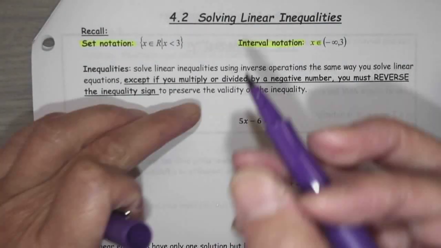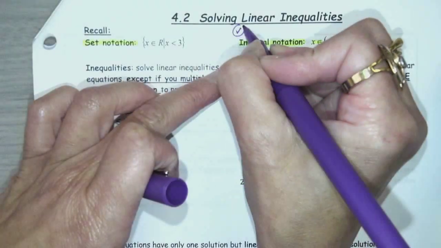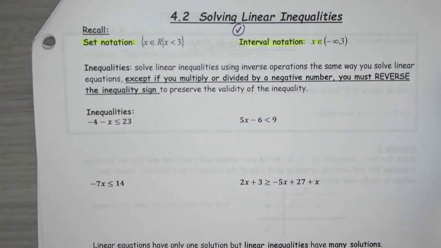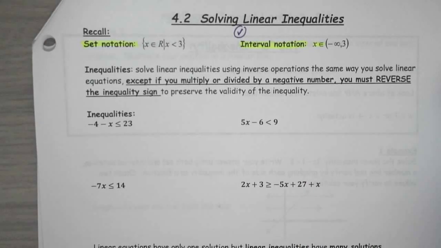I prefer interval notation, so we're going to do interval notation unless I say otherwise. So on the test evaluation, if we say set, do set. If we say interval, do interval. If I don't say, then I prefer interval. Okay, so just do interval as kind of a default.